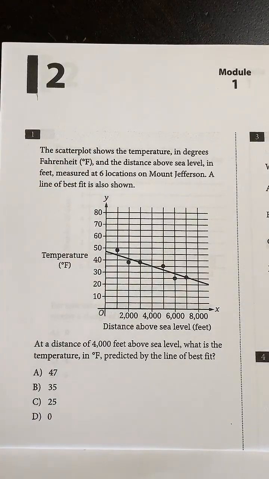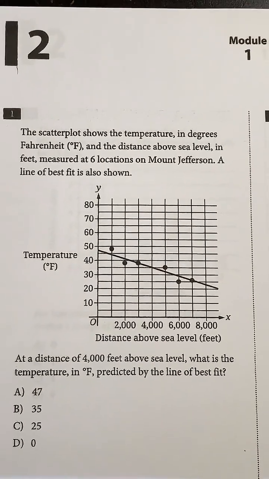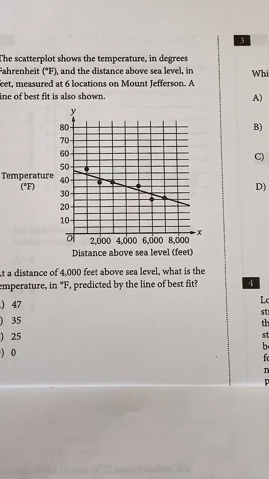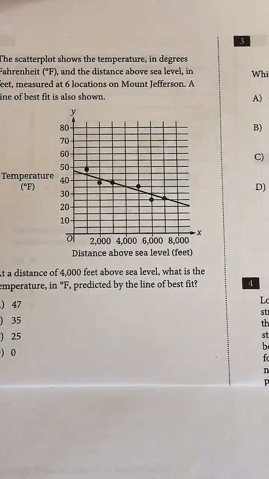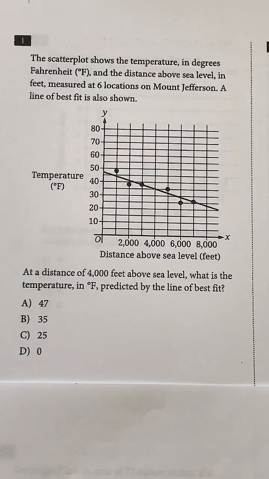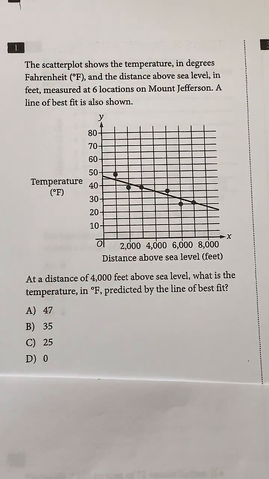All right, so the first one. The scatter plot shows the temperature in degrees Fahrenheit and the distance above sea level in feet measured at 6 locations on Mount Jefferson. A line of best fit is also shown. Let me see if I can make this a little bit bigger for you. If you take a look at your graph, at the distance of 4,000 feet above sea level, what is the temperature in Fahrenheit predicted by the line of best fit? Is it A, 47, B, 35, C, 25, or D, 0?